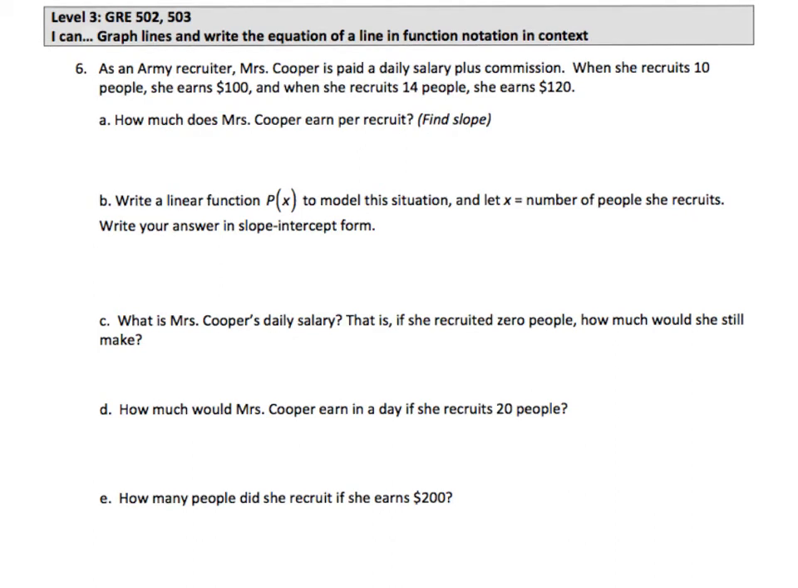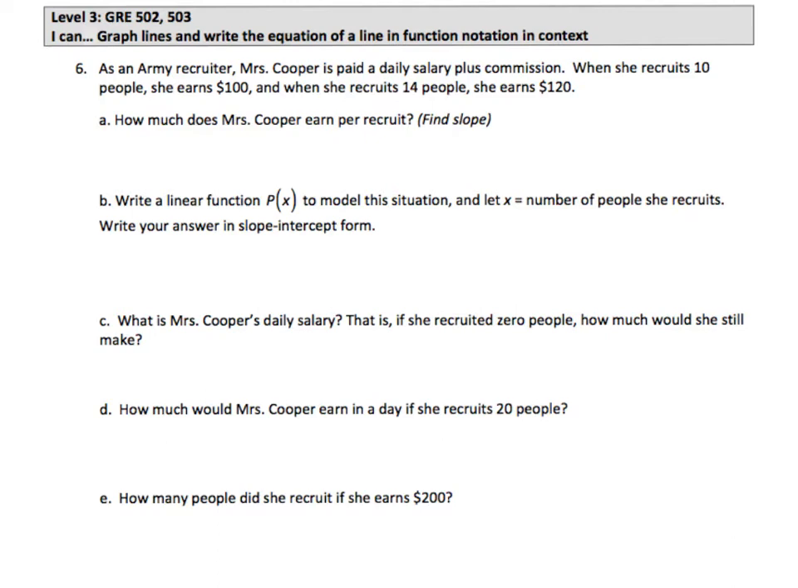Okay, level 3 is taking everything that we've done in level 2 and level 1 and just putting it into context. So in number 6, it says, an Army recruiter, Mrs. Cooper, is paid a daily salary plus commission. When she recruits 10 people, she earns $100, but when she recruits 14 people, she earns $120. How much does Mrs. Cooper earn per recruit?